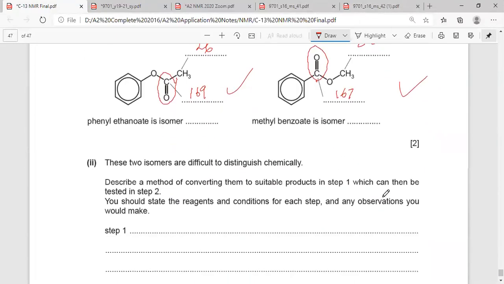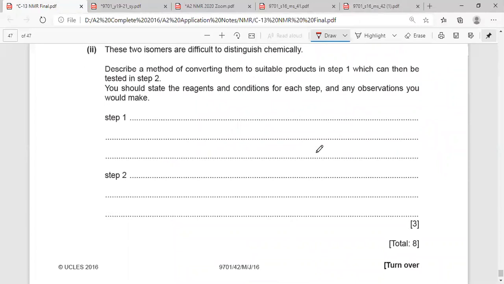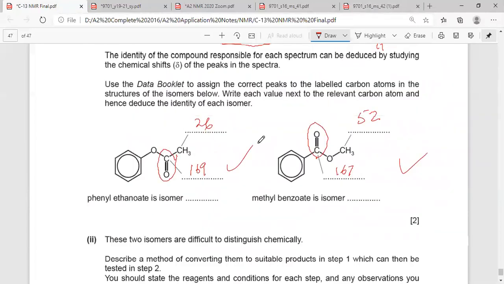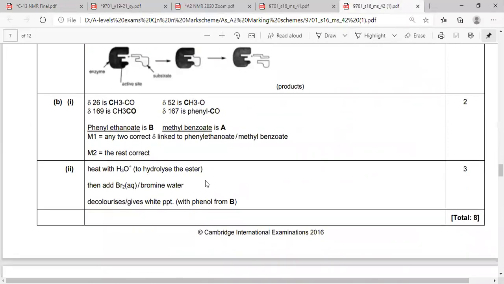Now, to distinguish them chemically, you hydrolyze the ester. You heat with acid hydrolysis and you get phenol. To the phenol you add bromine water, and you get a white precipitate and the bromine is decolorized. Hydrolyze the ester, add bromine, bromine decolorized, white precipitate.